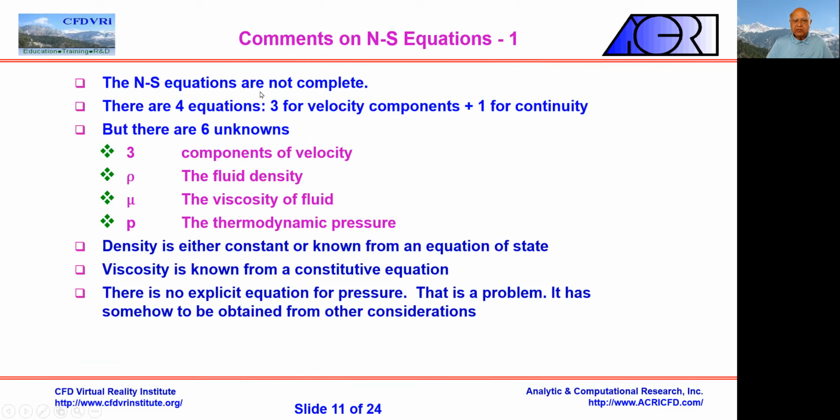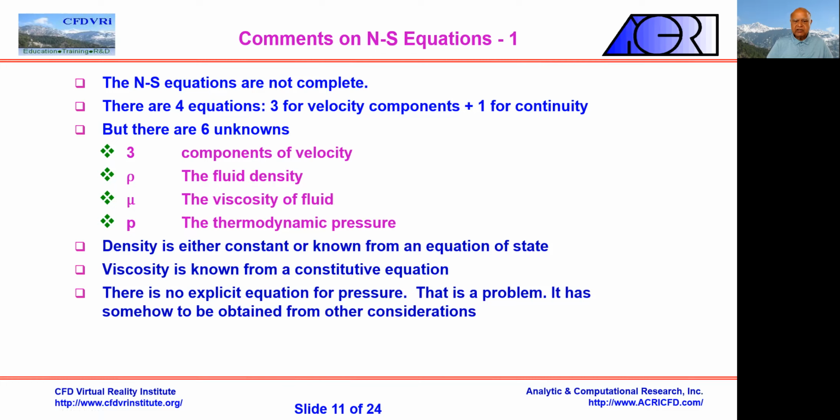Navier-Stokes equations themselves are not complete. There are 4 equations, 3 for velocity components, 1 for continuity. Yet there are 6 unknowns: 3 components of velocity, fluid density, viscosity, and thermodynamic pressure. Now, density is either known or we have an equation of state for it, which comes from other considerations. So that's the fifth equation, sorry. Now, viscosity is known from the constitutive equations. That's the 6th equation. But the problem is that you do not see any equation for pressure here.